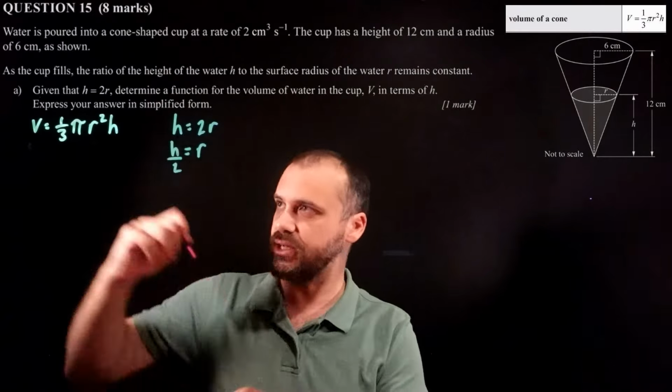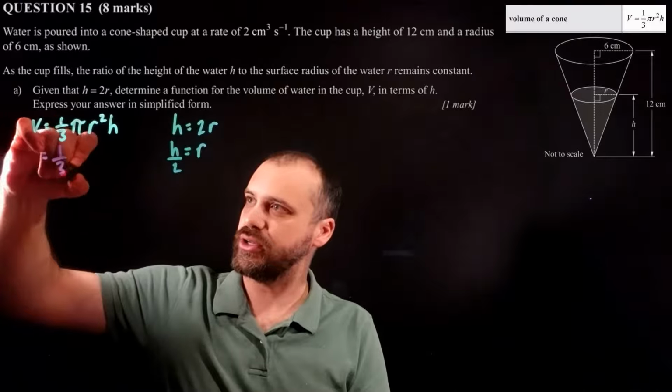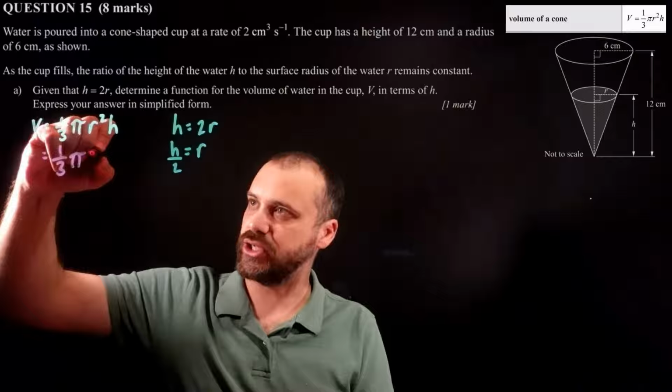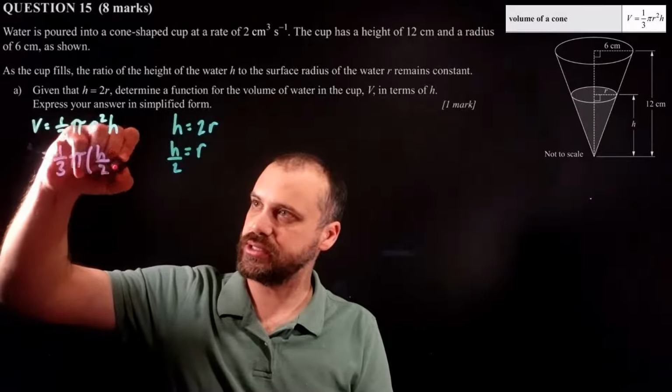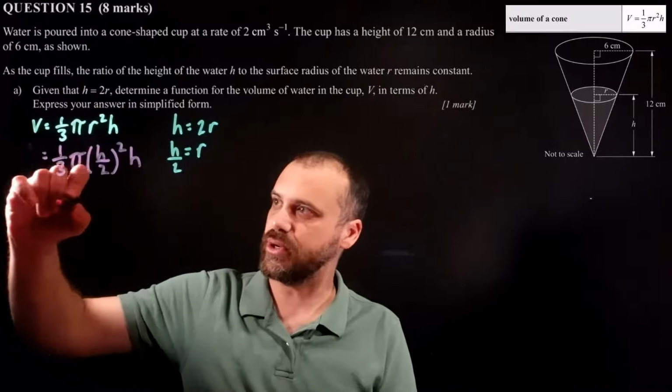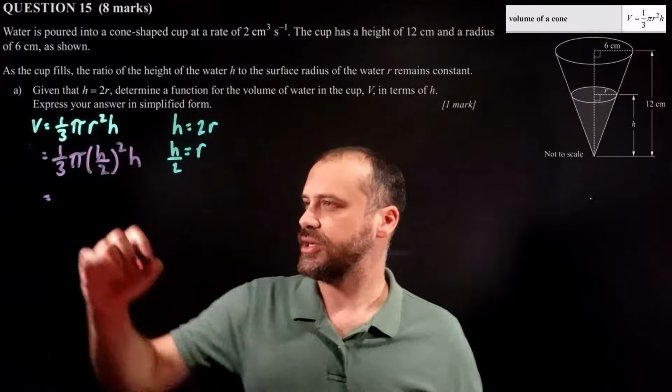So let's do that. We get 1/3 pi, the R is H over 2. I'll put that in brackets, and we'll square that because we're R squared, and then multiplied by the height. All right, what do we get?